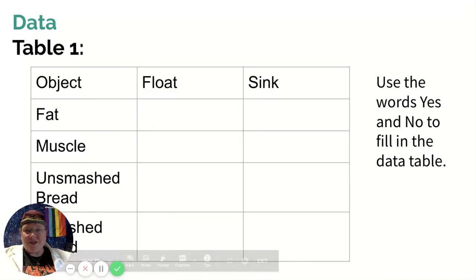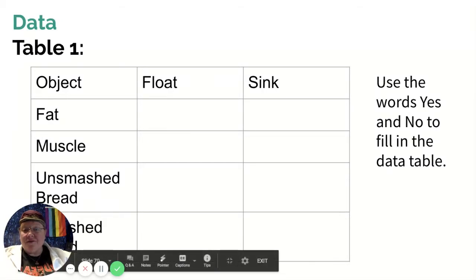Here's what your data table should look like. You can use the words yes and no to fill out the data table, or you could just put an X. So did the piece of fat float or did it sink? Did the piece of muscle meat float or sink? Did the unsmashed bread float or sink? And did the smashed bread float or sink?